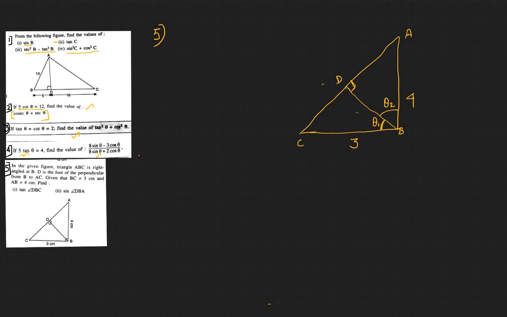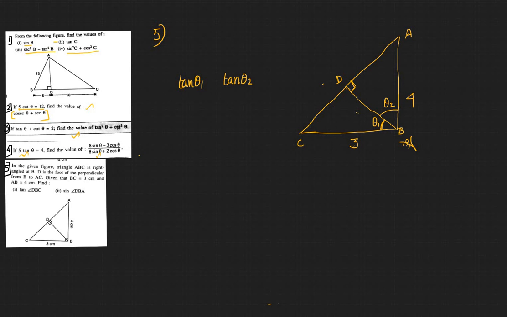So here the questioner is asking what is tan of theta 1? Instead of saying DBC, we have marked the angle as theta 1, and they are asking what is tan of theta 2. So straight away we know that tan theta 1 is, if you look at the triangle BDC, if it's not clear, we can redraw this, or rather it's easier to imagine it like this.